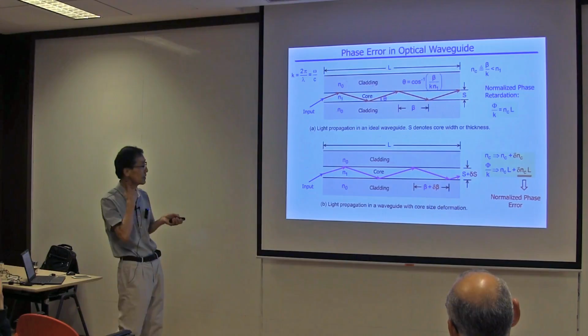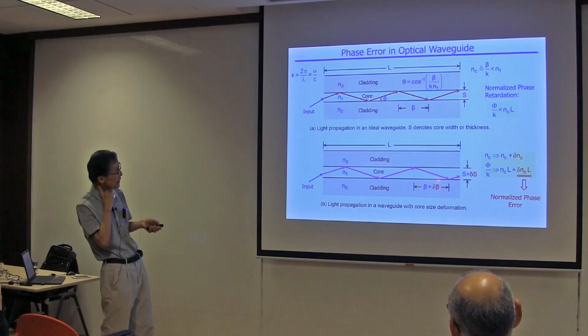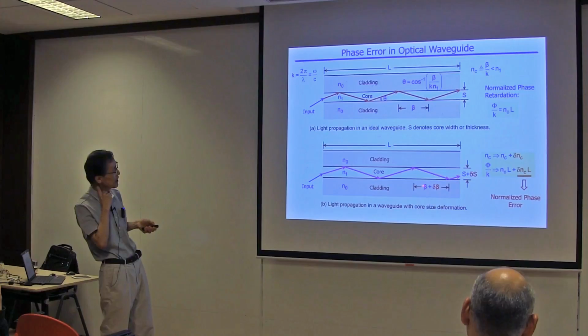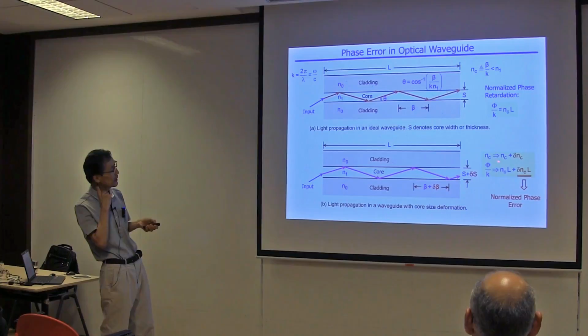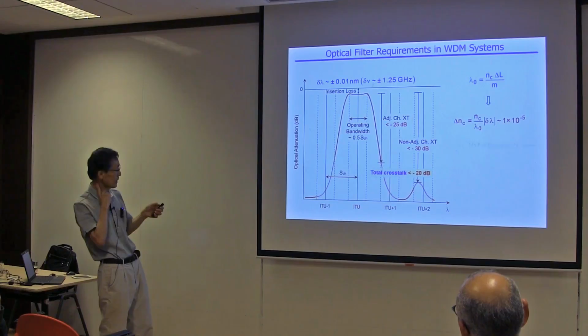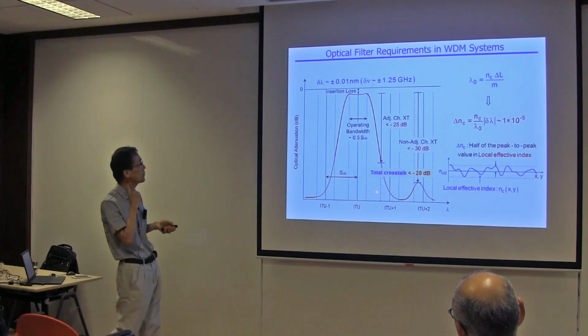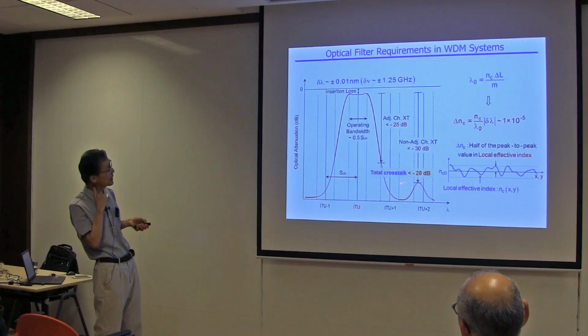If there is a fabrication error in the core width or core thickness, that changes the propagation constant. And also, of course, it brings a phase error. So currently, this is the requirement for telecom or datacom WDM devices. The crosstalk should be better than minus 20 dB in the commercially available devices.